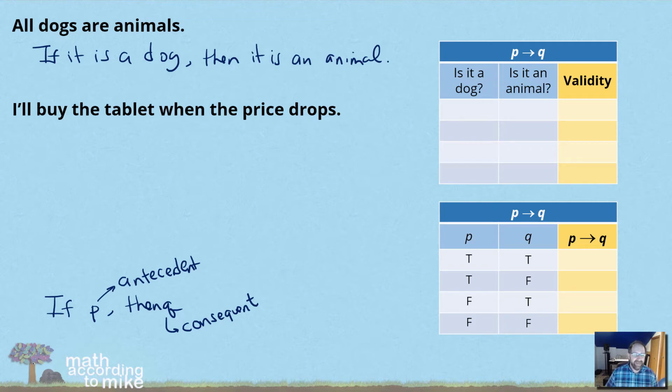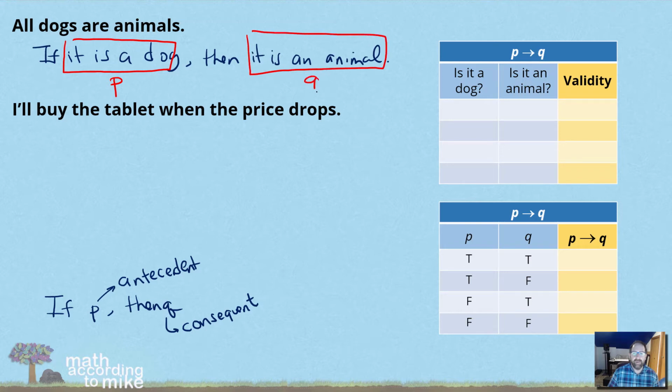Okay. So by me saying if it is a dog, then it is an animal, that is the same thing as all dogs are animals, where the antecedent is it is a dog, and the consequent is it is an animal. So we could write if P, then Q.